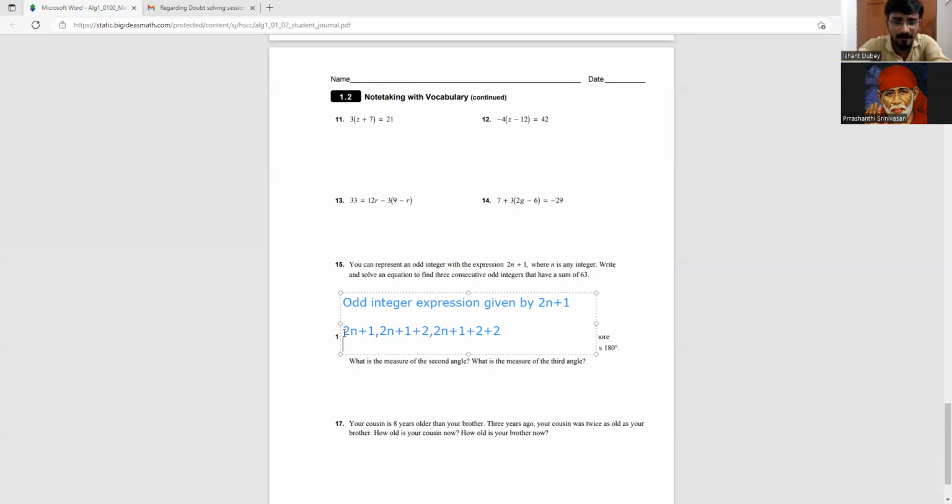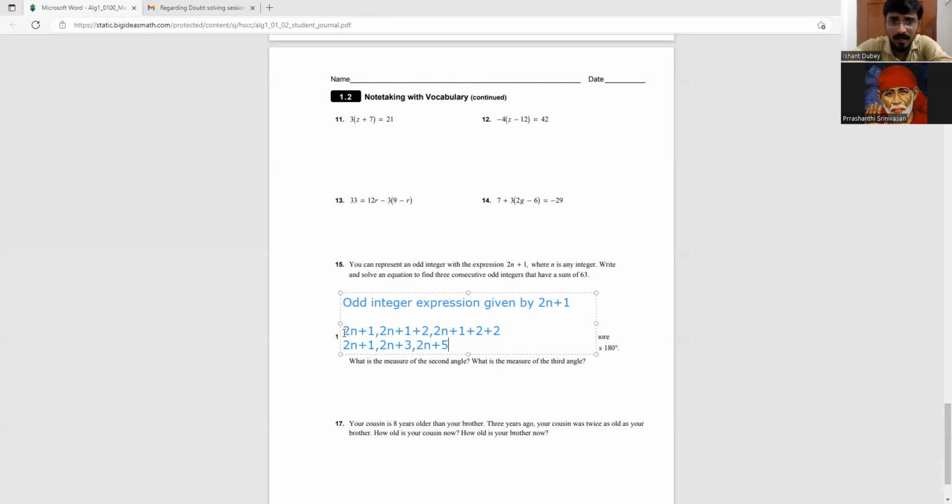The first odd number we are getting is 2n plus 1. Next, if we solve this, we get 2n plus 3. And the next we get 2n plus 5. Very good. So these are the three consecutive odd numbers according to our question. Are you getting it?